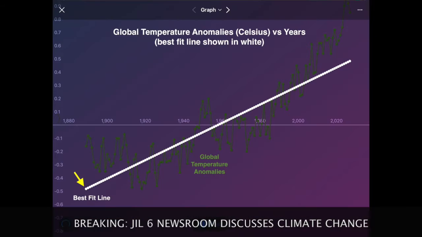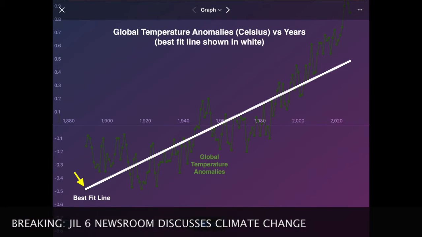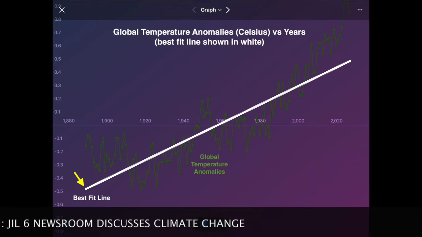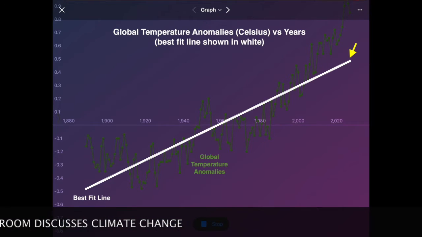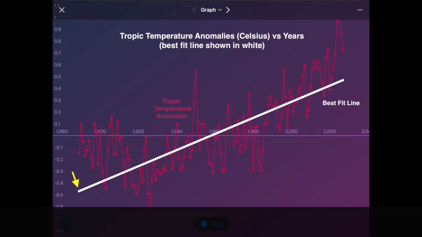After the scientists found the best fit line, they used the equation of this line to determine how much the temperature changed for 1 year. If you look at the best fit line on this graph, you can see that the line starts around negative 0.5 in the late 1800s and increases to about 0.5 today. This is a total warming of about 1 degree Celsius, increasing during this 139-year time period.